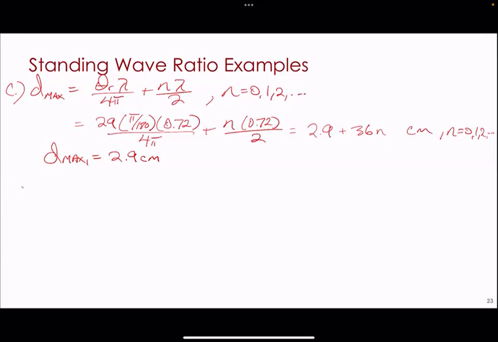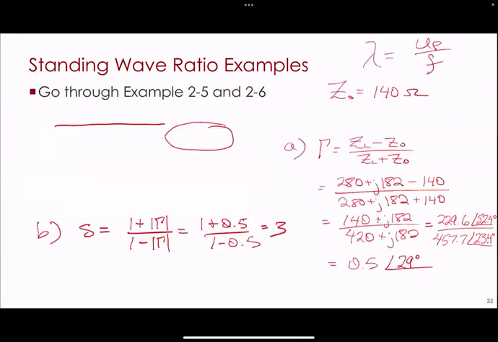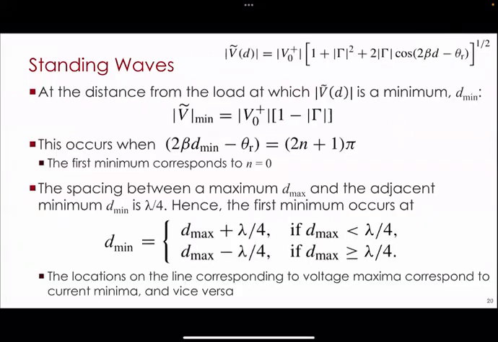Okay, last part of this question, we want to get D min. Now, the way that we said is easiest to get D min is just get D max, and you either add a quarter of a wavelength or subtract a quarter of a wavelength. So the only question here is, do we add or do we subtract?